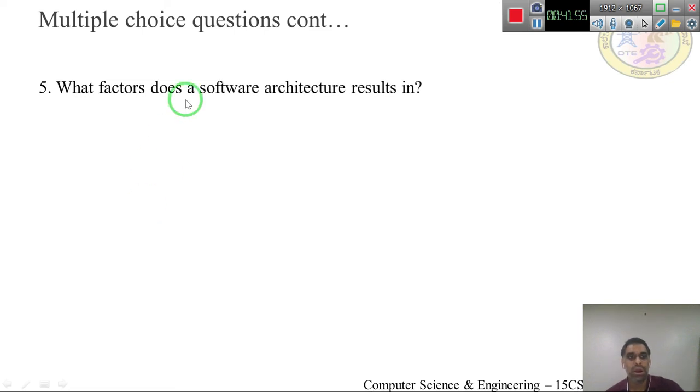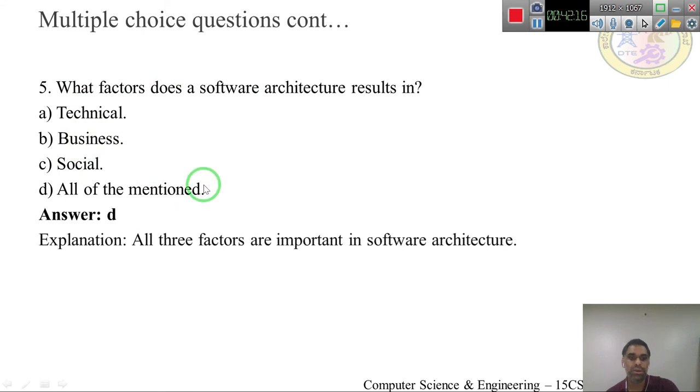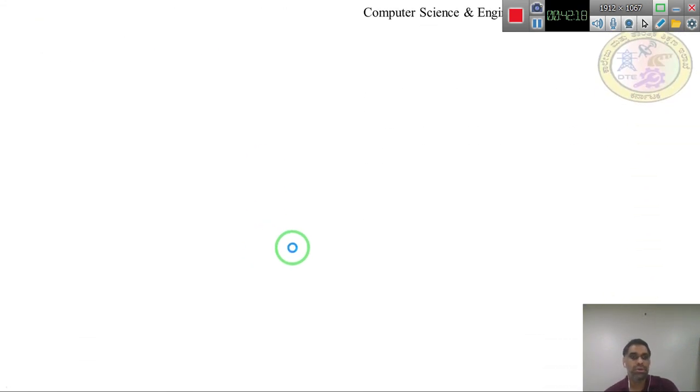Question number 5. What factors does a software architecture result from? Is it technical factor, business factor, social factor, or all of the mentioned? So all three are important, no? So software architecture results from all three: technical, business, and social. So answer D, all of the mentioned, would be the correct answer.